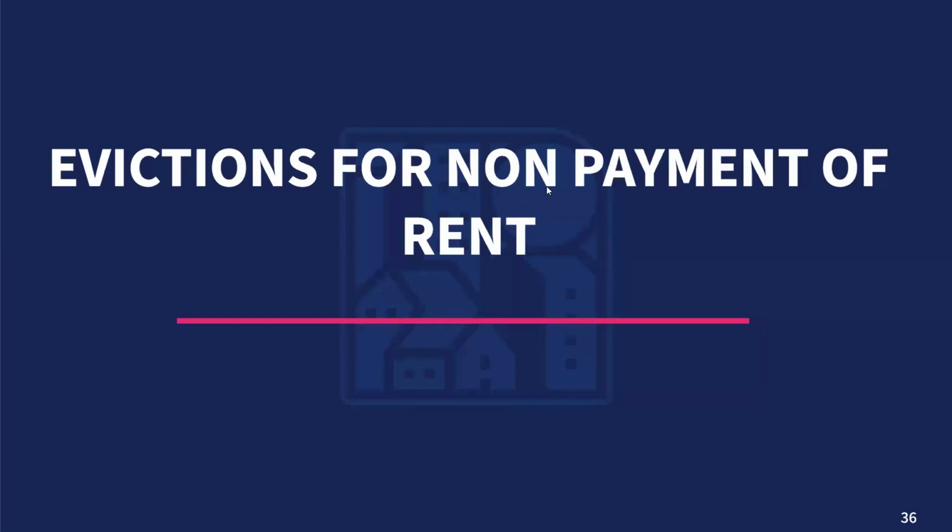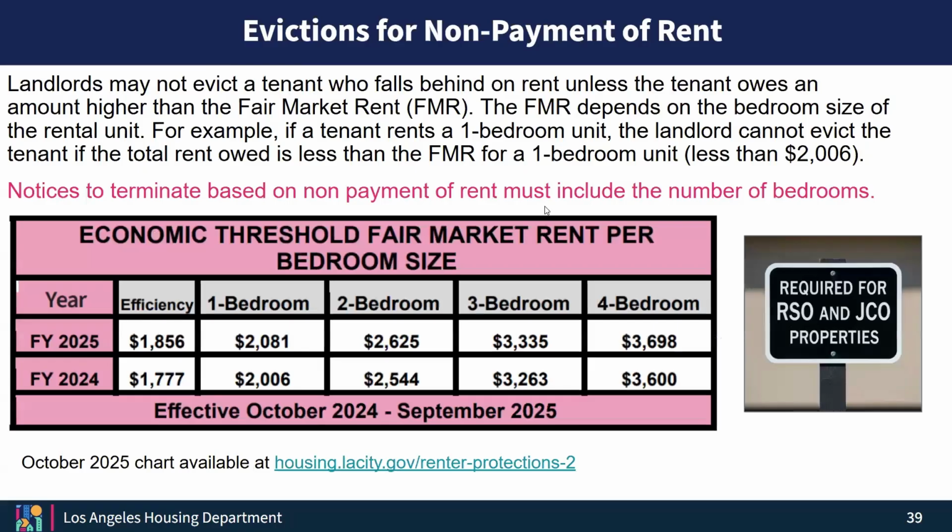Evictions for non-payment of rent. Landlords may not evict a tenant who falls behind on rent unless the tenant owes an amount higher than the fair market rent. The fair market rent depends on the bedroom size of the rental unit. For example, if the tenant rents a one-bedroom unit, the landlord cannot evict the tenant if the total rent owed is less than the fair market rent for a one-bedroom unit, less than $2,006. A notice to terminate based on non-payment of rent must include the number of bedrooms.